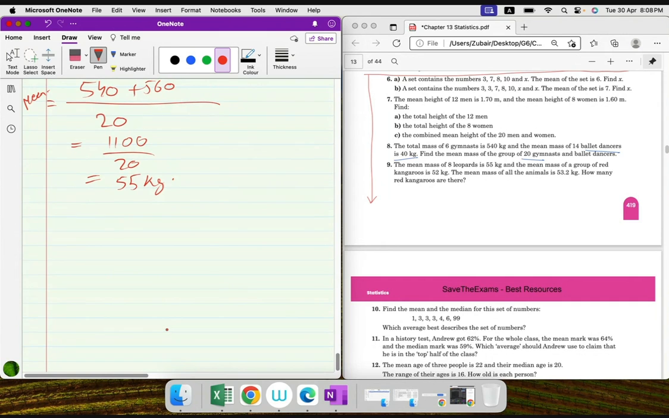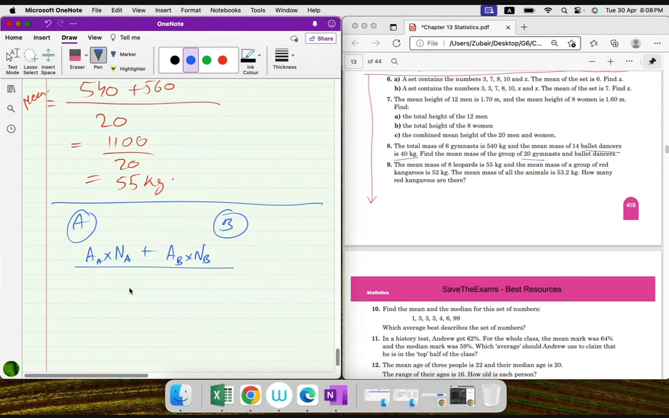Okay. A general formula whenever we have two types, suppose class A and class B: the average of A into the number of people in class A will give us the total mass, plus the average of B into the number of people in group B, divided by NA plus NB, the number of people, will give us the combined mean.